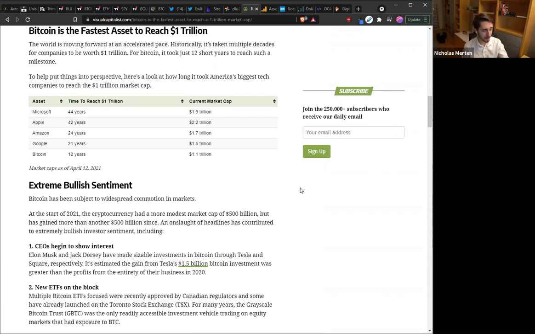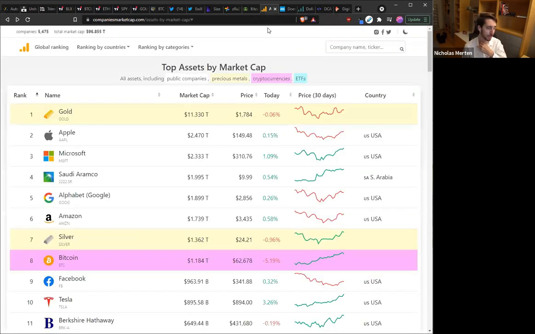Now, I know we've been talking at a very macro level here, and there's one last chart that I want to show you guys, a really interesting website you can use. This is companiesmarketcap.com. You can see here it compares Bitcoin as an asset against other major global companies, as well as commodities and gold. So this is a cool website where you can track how Bitcoin has grown over time, right?